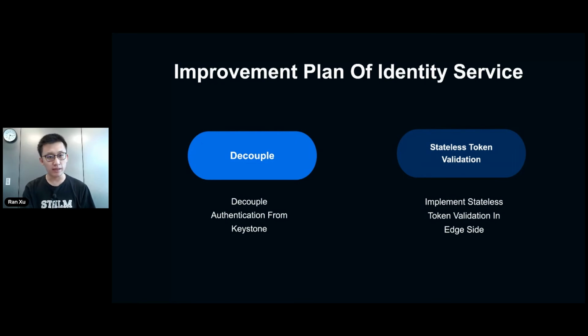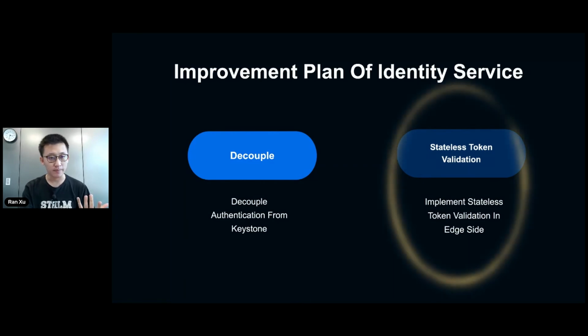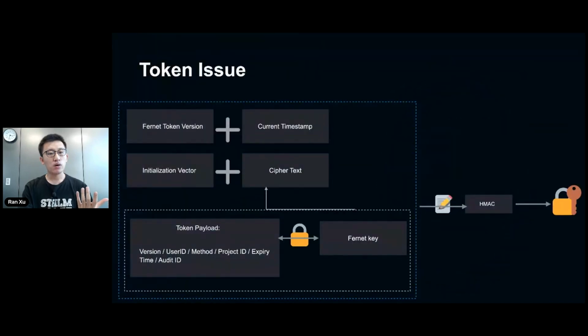The second improvement we would like to do is moving the token validation to the edge side and re-implementing it in a stateless way. If we want to re-implement Keystone token validation in a stateless way on the edge side, we should first know how a Keystone token is generated and how it is validated. In our environment, Keystone uses the Fernet token as the token provider, so the explanation below is also focused on the Fernet token.